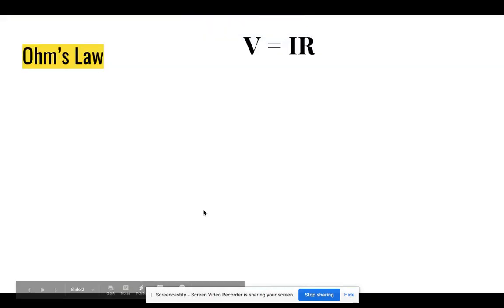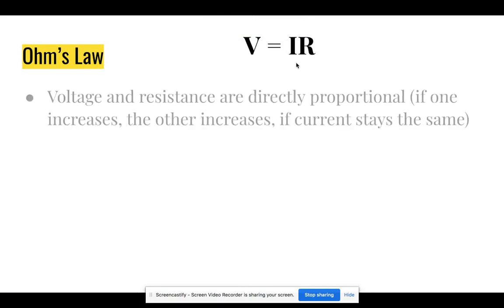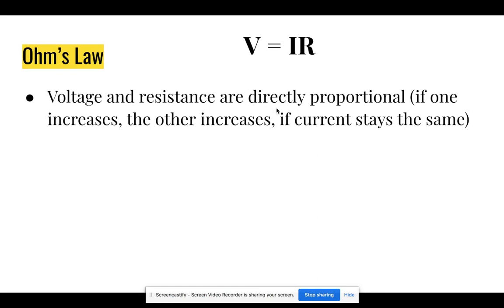Ohm's Law states that voltage equals current times resistance. So voltage and resistance are directly proportional. That means that whatever happens to resistance, the same thing is going to happen to voltage. If the resistance increases, then the voltage increases. If the resistance decreases, the voltage decreases, as long as your I stays constant, stays the same.